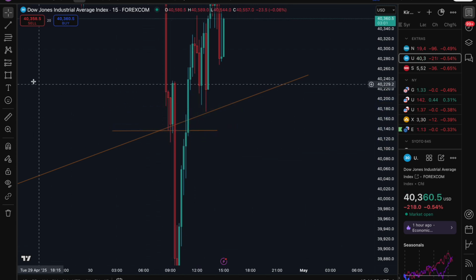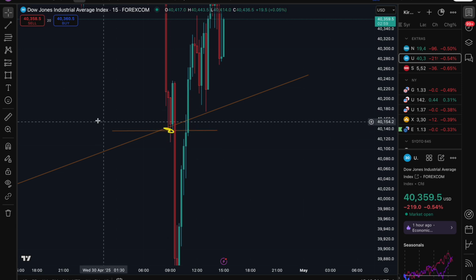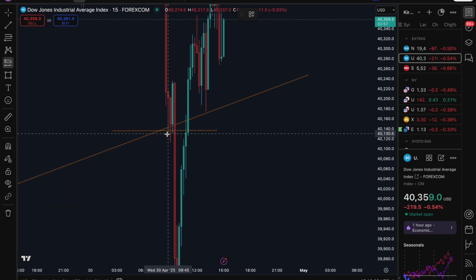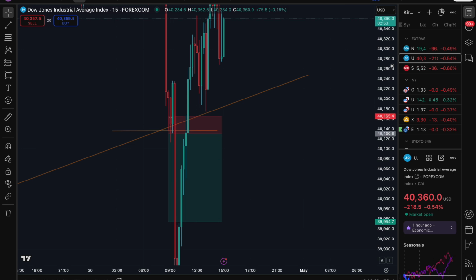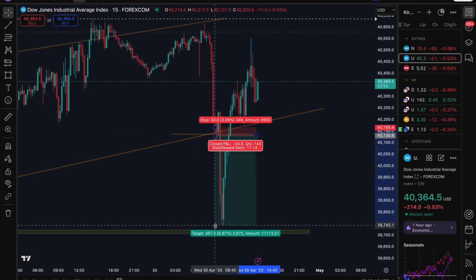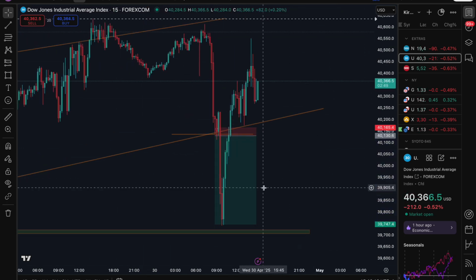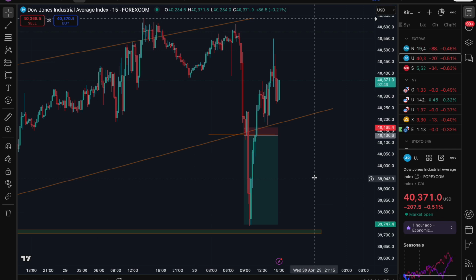Once I saw it start to fly back down and we broke out of this little key level here, y'all, that's all it was. Price absolutely took off to the downside. Boom. You could have caught all this right here. This is an 11-to-1 trade. You could have caught this trade by simply trading that key level.